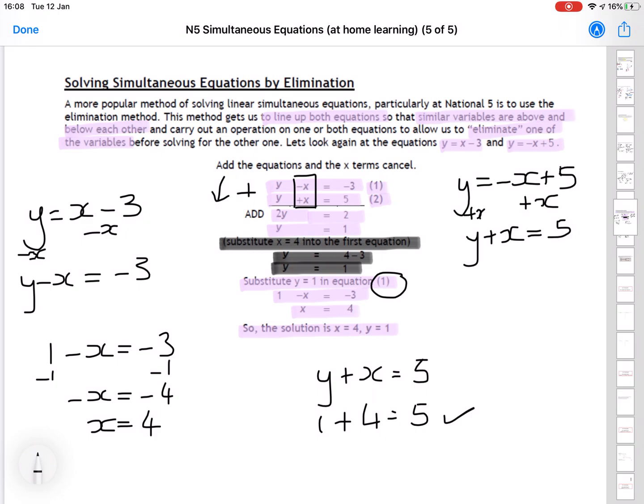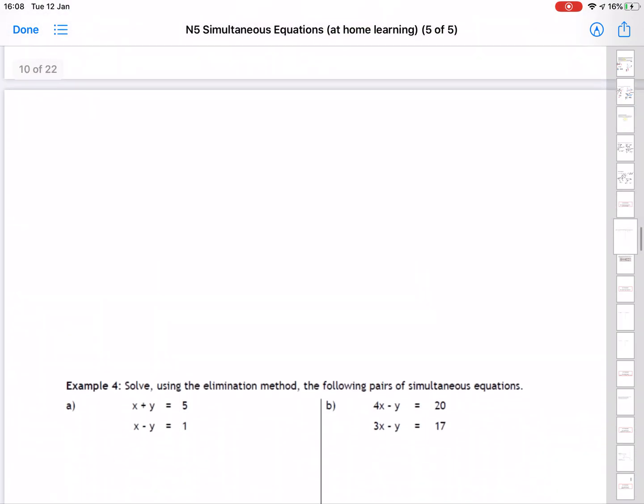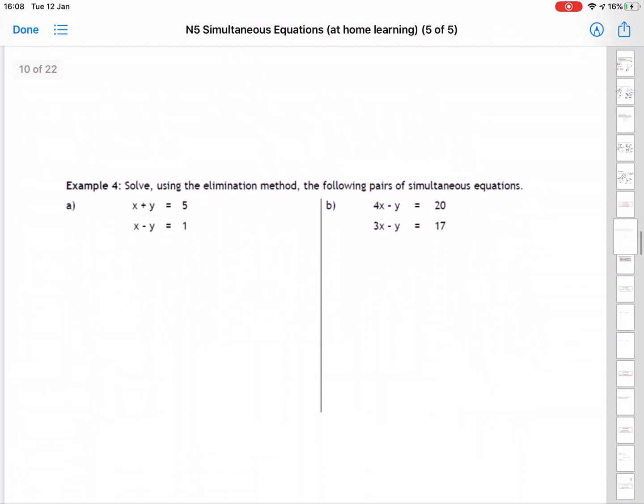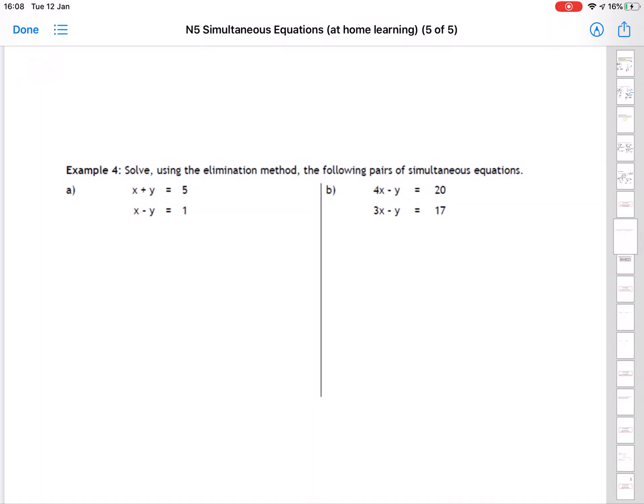Okay, so this is the method that we're going to be looking at in this lesson, and we're going to do a couple of examples now from scratch, and this will be the type of question that you're going to be looking at from the booklet today. So example 4 says solve using the elimination method the following pairs of simultaneous equations. So for example A, we have x plus y equals 5 and we have x minus y equals 1.